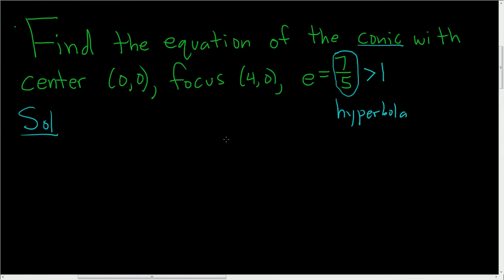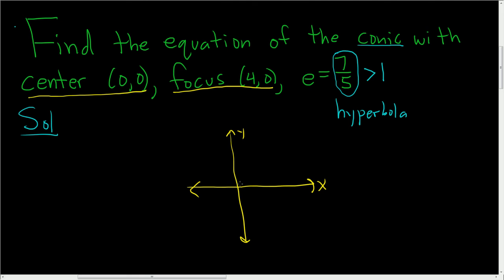Now let's go ahead and draw a quick picture and see if we can use our picture to figure out more information about this equation. So we're told that the focus is (4, 0), and the center is (0, 0). So here is the center at (0, 0), and then here is the focus at (4, 0). And now we know which way this hyperbola opens. The reason we know that is because we know that the center is here, and the hyperbola always opens towards its foci. So it's going to look something like that.